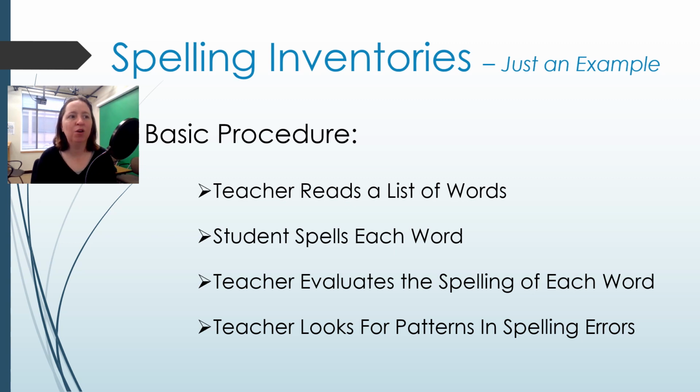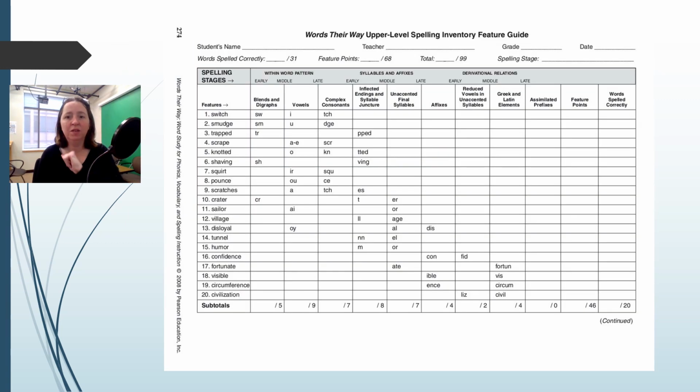The patterns are crucial because you don't want to necessarily just say, oh, they missed this word, they must not understand how to write this word. You want to figure out what kinds of words they're struggling with. This is one example. This is the Words Their Way upper level spelling inventory. You'll notice that it's organized. The words are written on one side, and then the word is broken up. So switch, for example, is sw-i-ch.